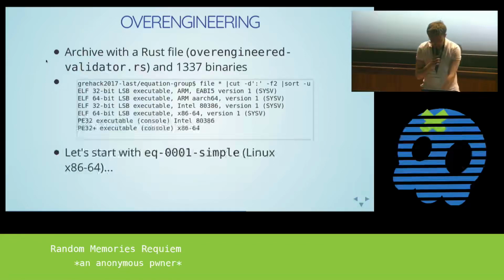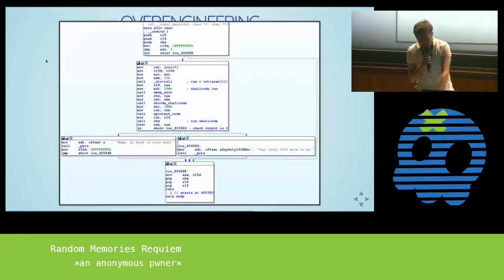So if we take the first one, we open it in IDA, and we see what it looks like. Basically it just takes an input on the command line. It will reserve a page of memory, decode some shellcode, set this page as executable and call the shellcode. If the shellcode returns 0, it's fine. If it doesn't return 0, it's not fine.